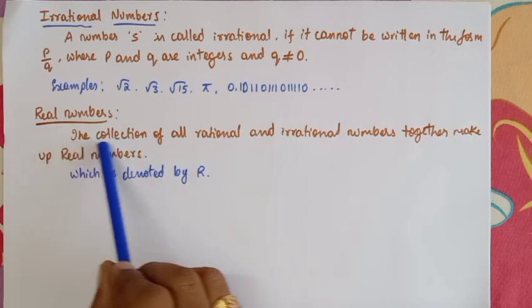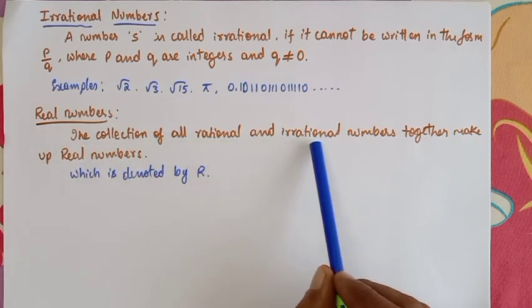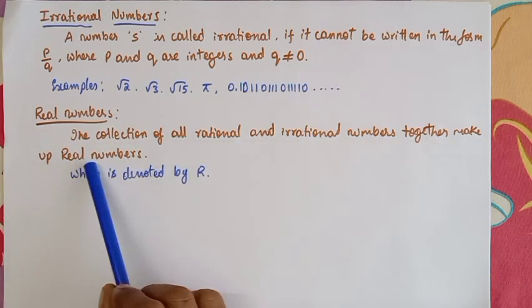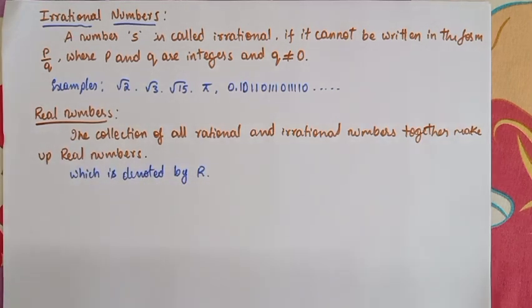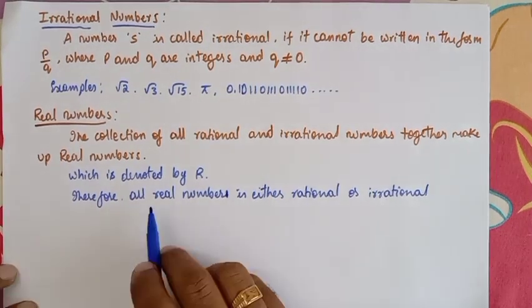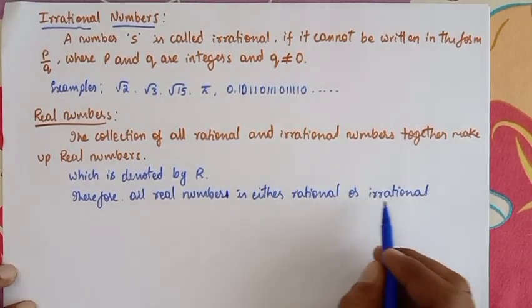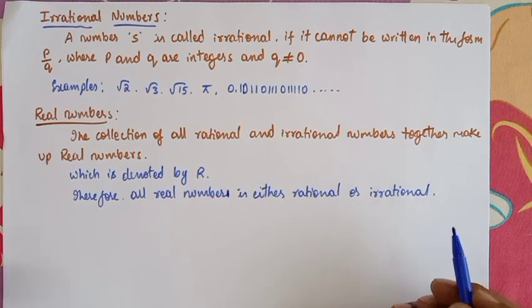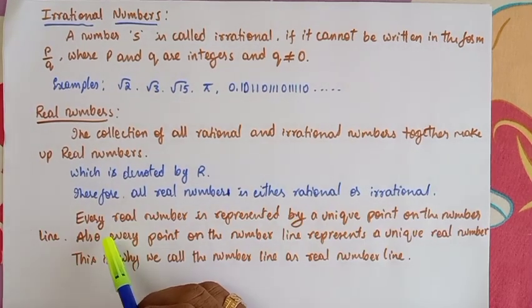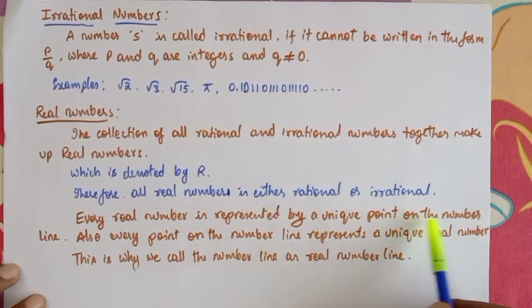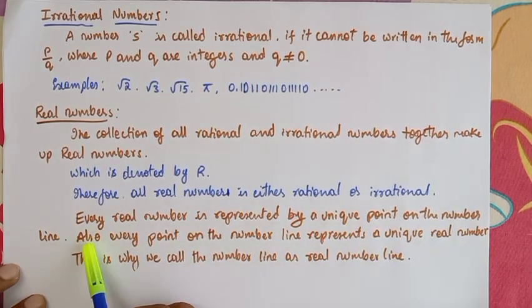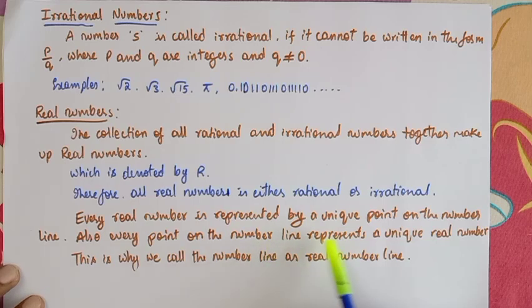Real numbers. The collection of all rational and irrational numbers together make up the real numbers, which are denoted by R. Therefore, every real number is either rational or irrational. Every real number is represented by a unique point on the number line. Also, every point on the number line represents a unique real number. This is why we call the number line the real number line.